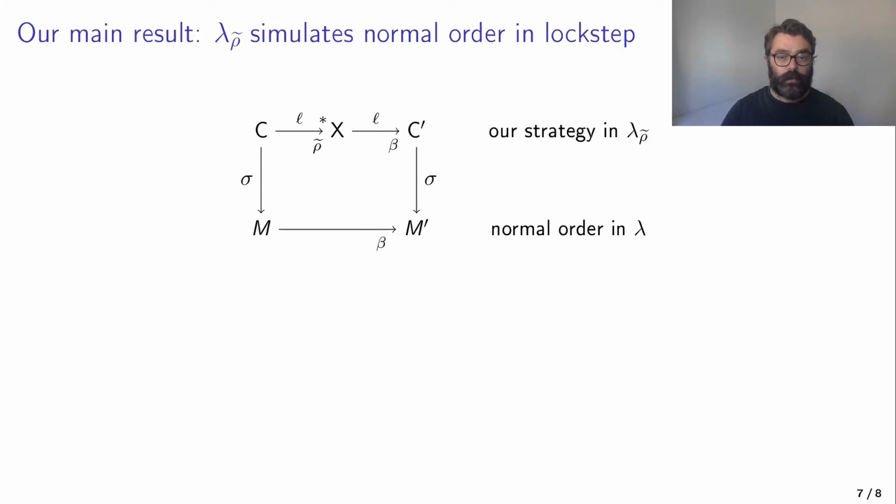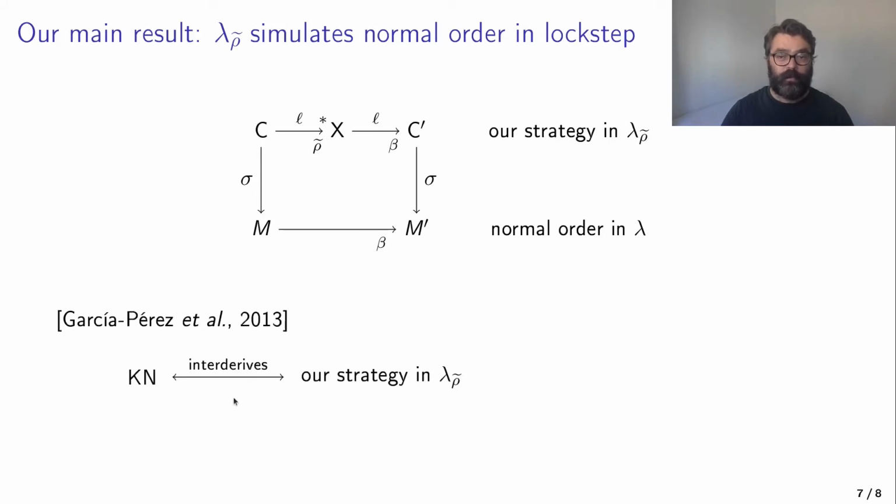In a previous work, we used program transformation techniques to interderive Kn and the reduction strategy in our calculus. Together with this previous work, our main result entails that Kn and normal order perform the same beta reduction steps and in the same order.